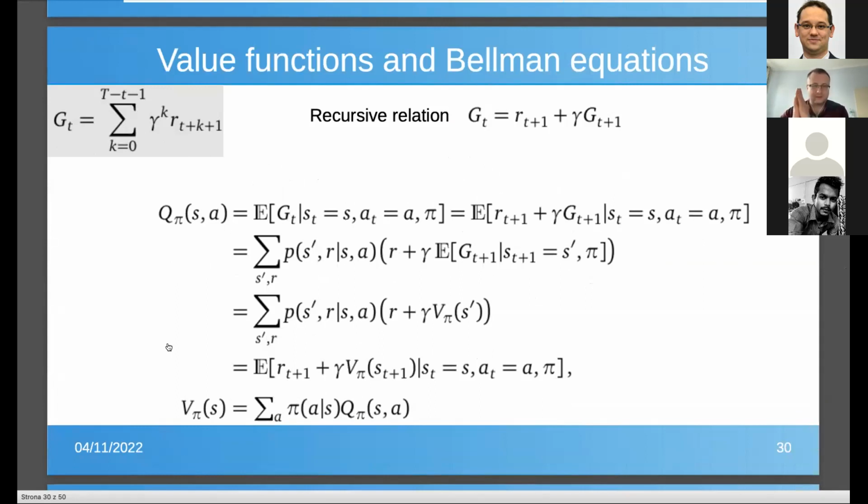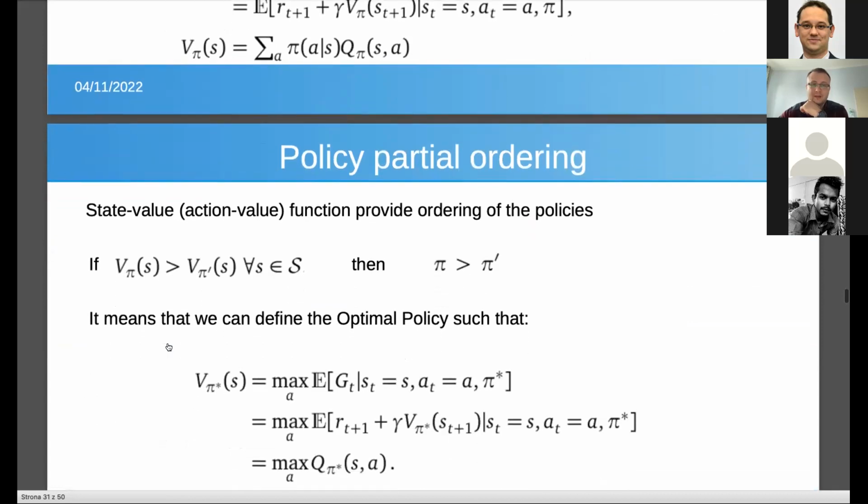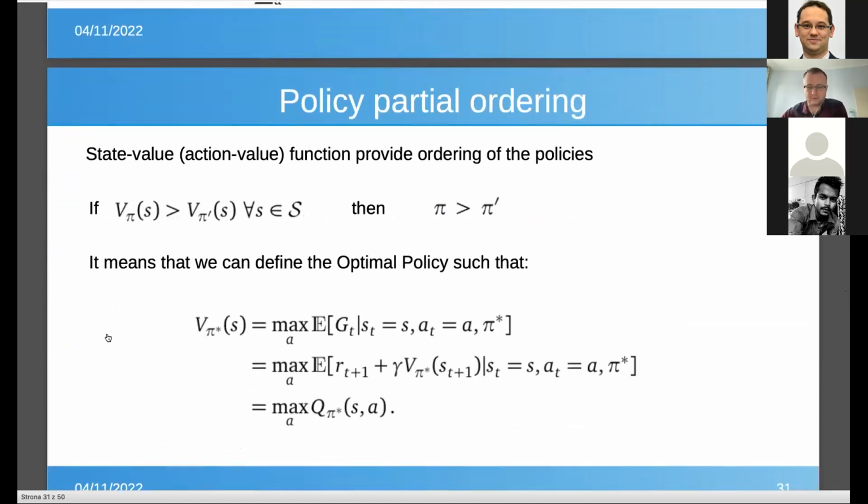Now it looks a little jumbled with the equations, and nothing important seems to be extracted from them. However, there is a need for these equations because they allow us to define a partial ordering of policies. So we can ask the question, what does it mean that one policy is better than another? Or how can we say how much better one policy is than another? The state value function provides us this definition: for a given state S and two policies pi and pi prime, if V of pi is larger than V of pi prime, it means that pi is better than pi prime. So we can establish some order among all policies.